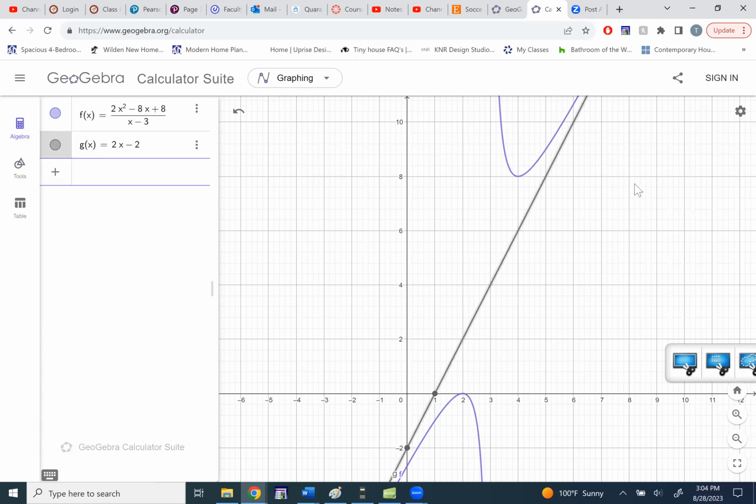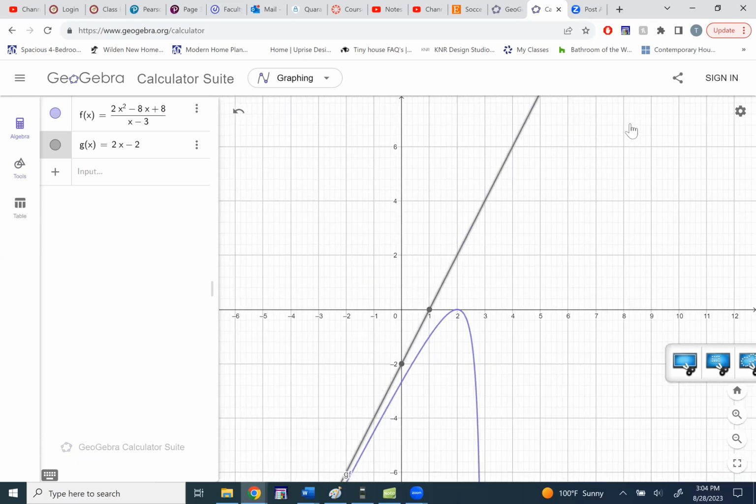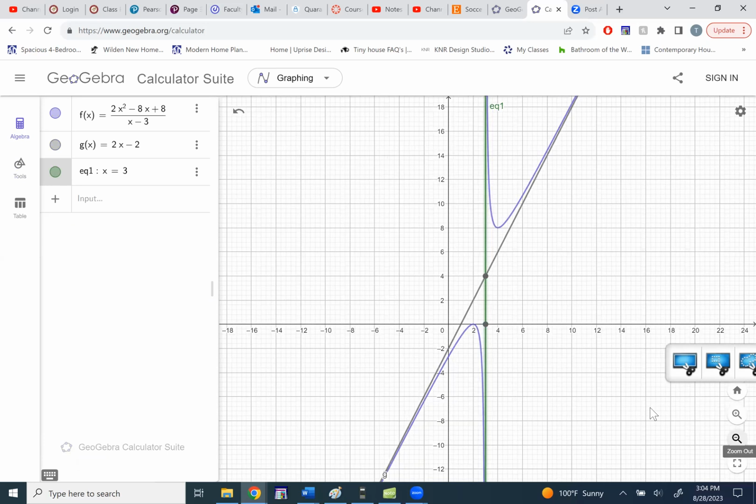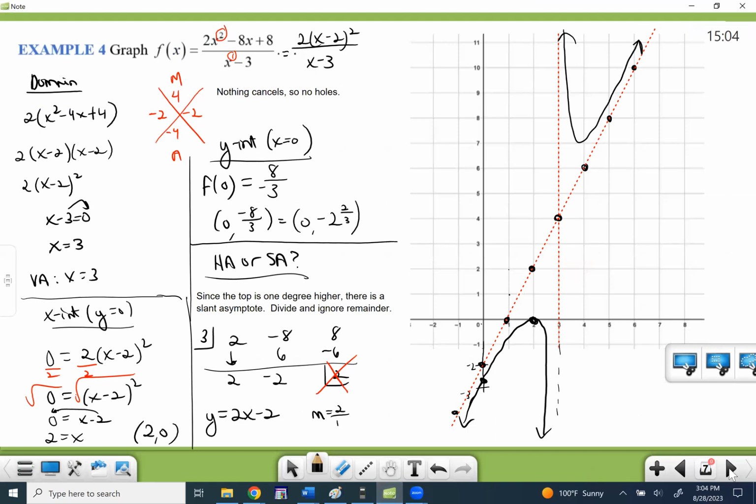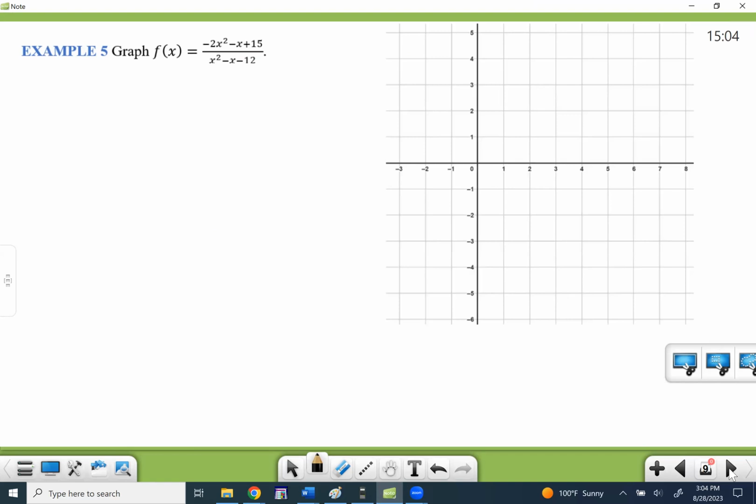Ooh, that looks good. Look at how they go out to infinity. Ooh, that's perfect, right? And then our vertical asymptote was x equals 3, and we set the denominator equal to 0. That's really good. Look at that. And we do cross at 2, 0 like we have in our graph. Okay, this looks really good. Okay, one more graphing one. So hopefully that's enough to kind of get the gist of what's going on here.